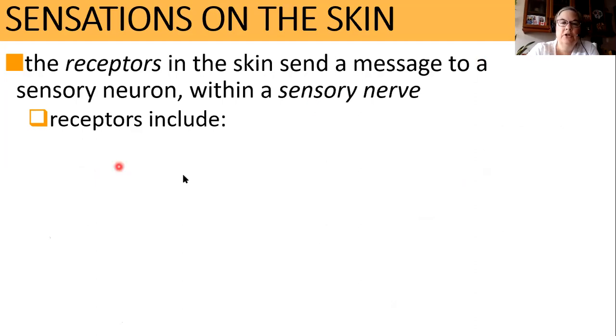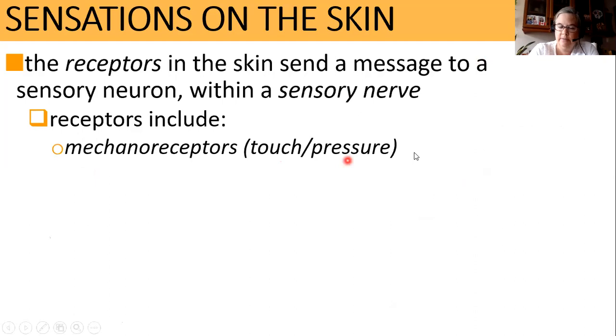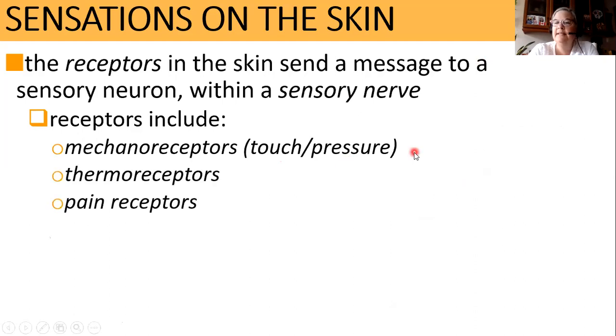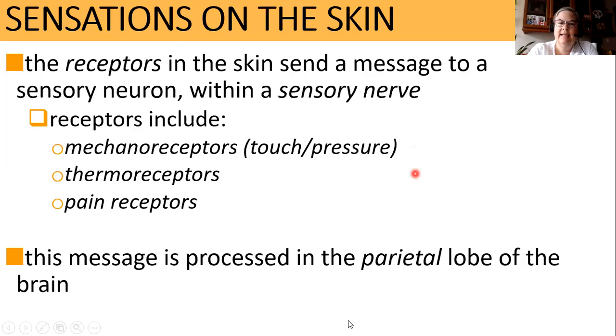Okay, so the sensory nerves, the receptors in our skin would include mechanoreceptors, thermoreceptors, and then pain receptors, which are called nociceptors, but you don't have to know that. And the message here is processed in the parietal lobe of the brain.